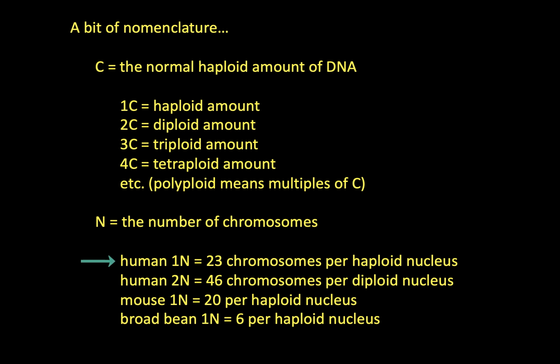So in humans, the 1N number, the number of chromosomes, is 23, so 2N would be 46 chromosomes per diploid nucleus. In mice, 1N equals 20, in broadbean, 1N equals 6 per haploid nucleus in each case.